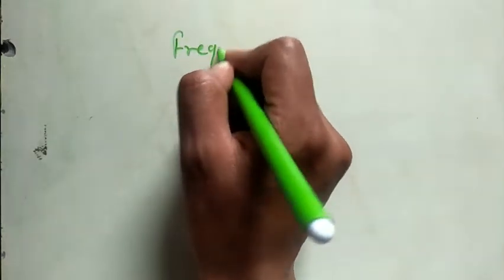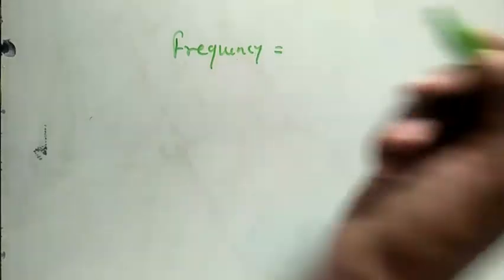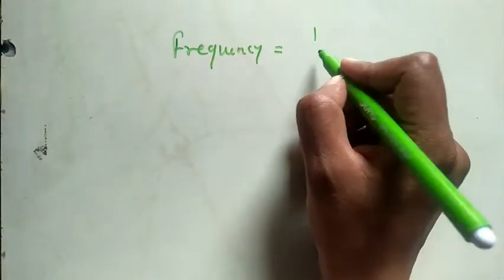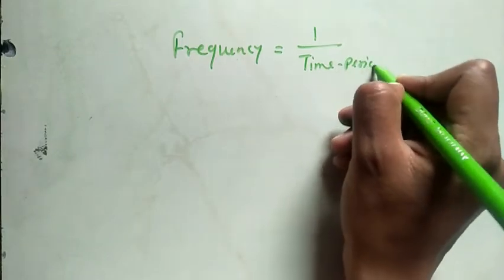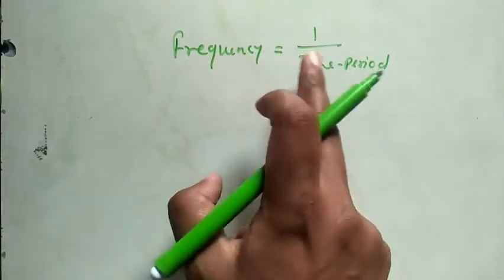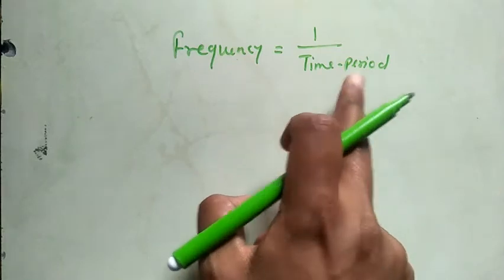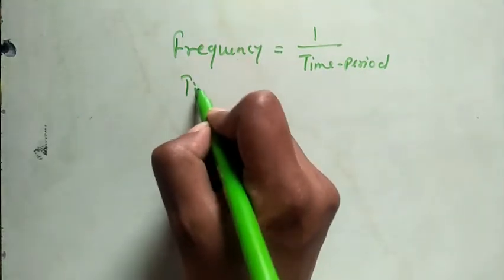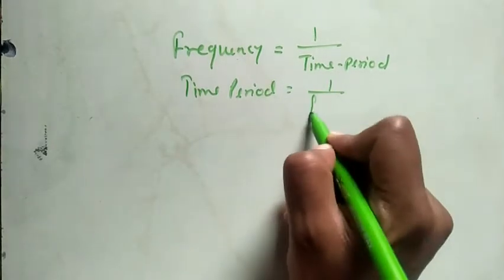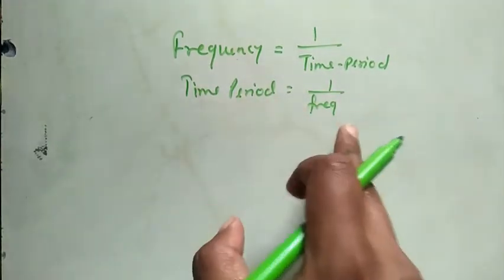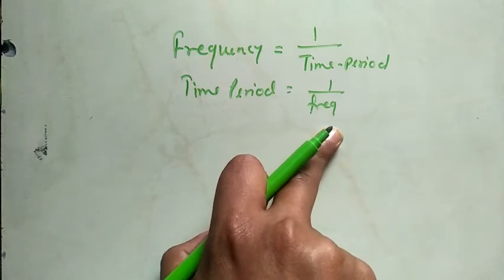The formula of frequency equals 1 upon time period. If time period is given, then you use this formula: frequency equals 1 upon time period, or you can say that time period equals 1 upon frequency, because time period and frequency are reciprocal to each other.